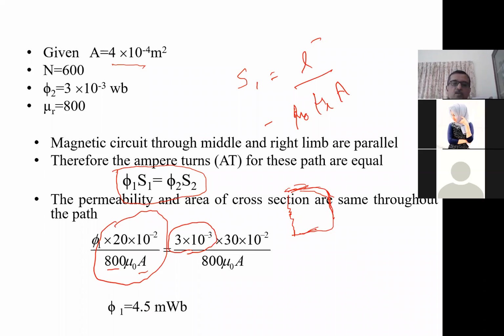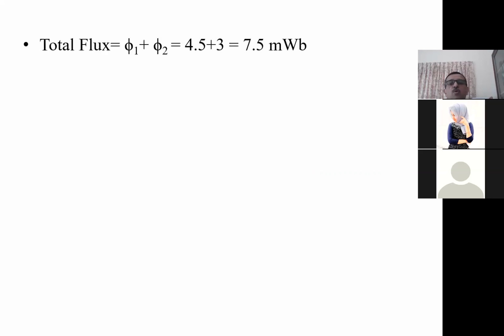So let us go forward. So total flux phi is equal to how much? Total flux phi is equal to phi 1 plus phi 2, which is 4.5 milliweber plus 3 milliweber.